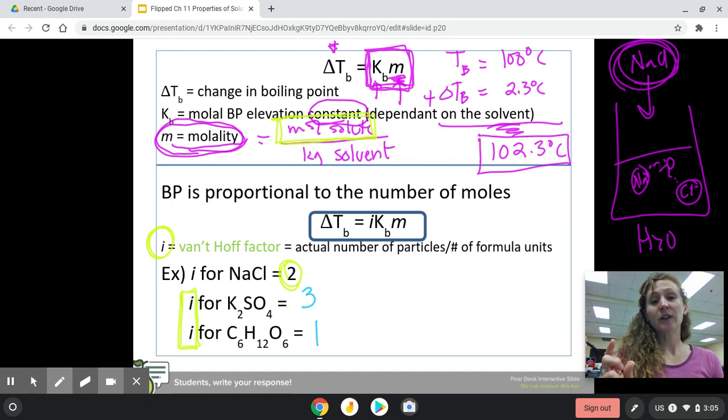You also have to be careful of alcohols. Alcohols, organic compounds that don't break up into ions, are going to have a Van't Hoff factor of 1.